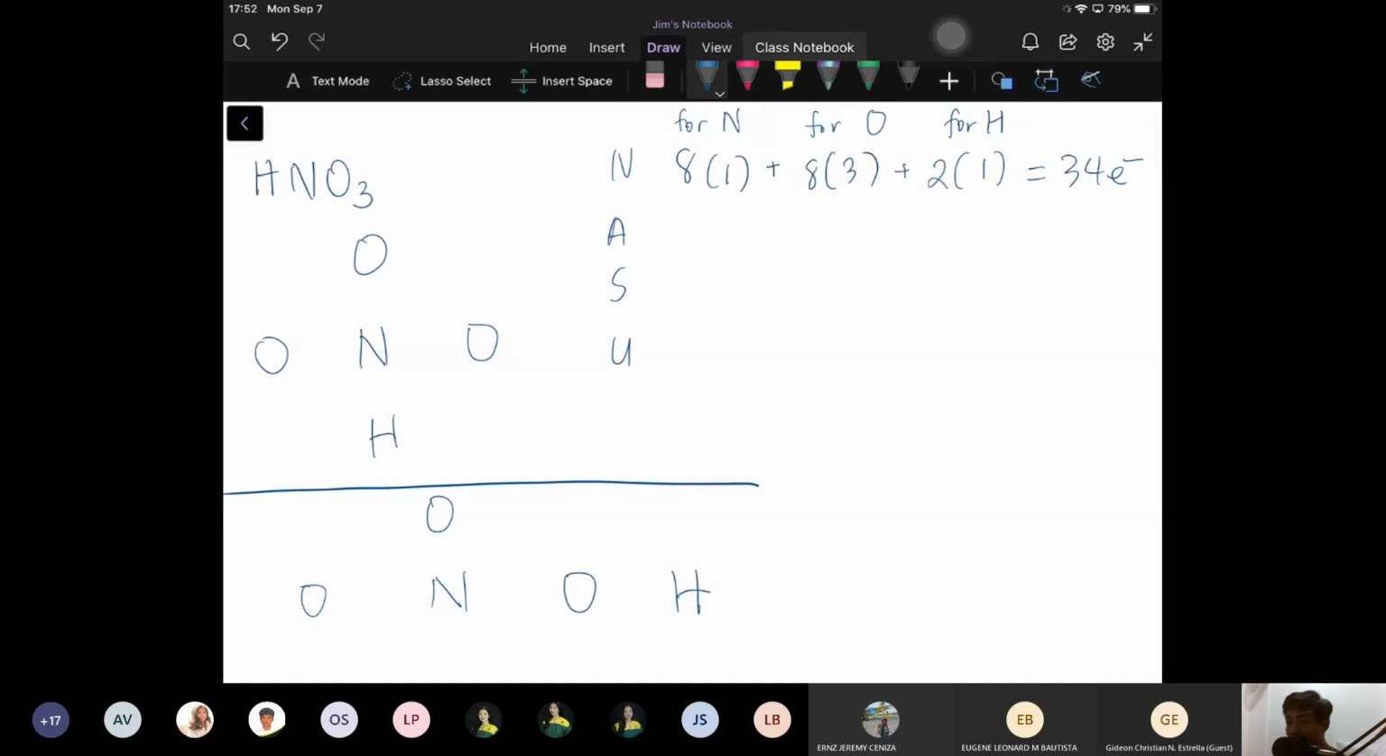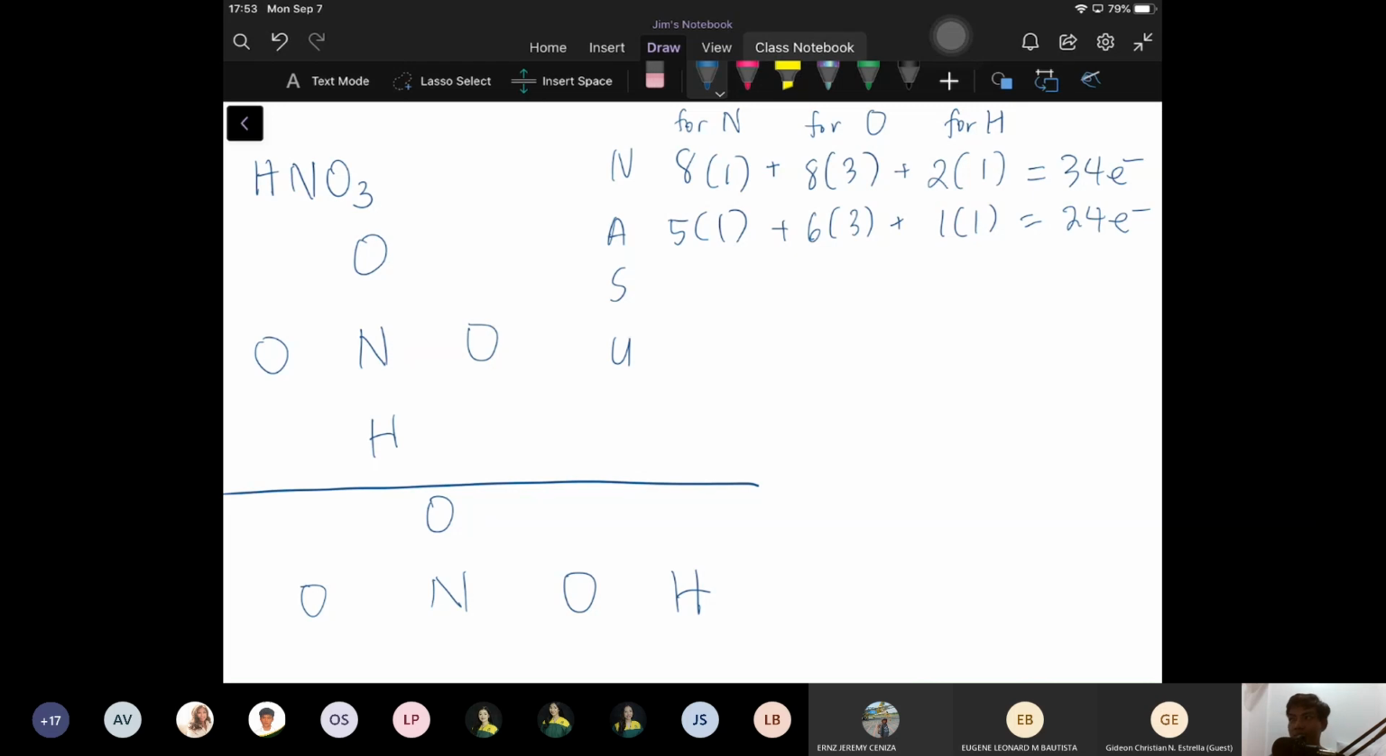Available. Yun yung kanilang valence electrons. Nitrogen, ang kanyang available ay ilan po? Ilan kay nitrogen? 5. Kasi group 5 siya. 5 times 1. Oxygen, ilan? 6. Kasi group 6 siya. Hydrogen, 1. Kasi group 1 siya. So yun, add natin. 5, 6, 3, 1, 6, 12, 18, 6, 24 na. So 24 electrons. Okay.